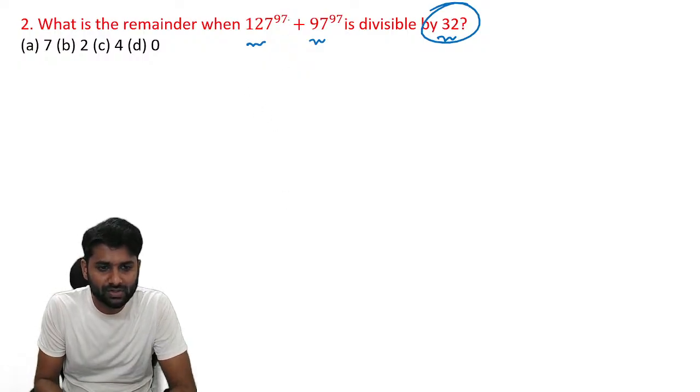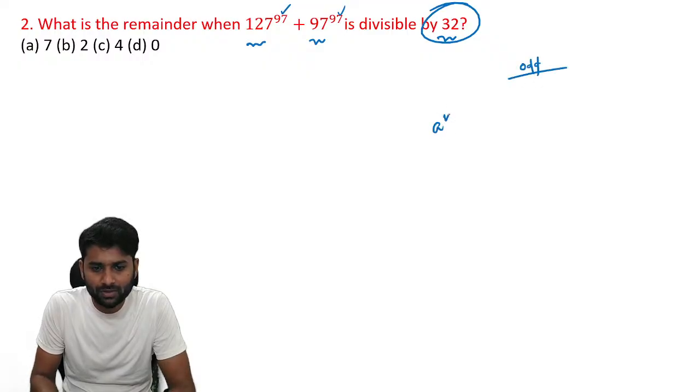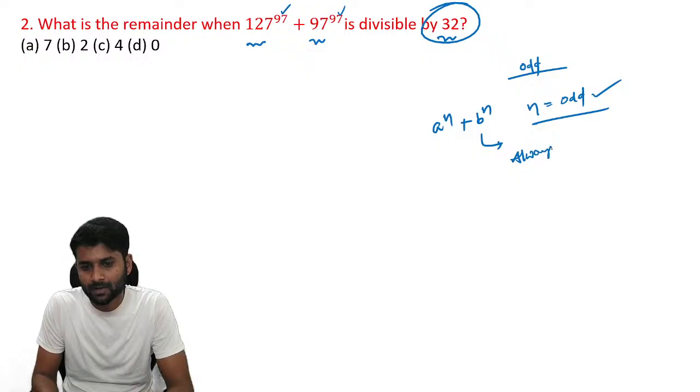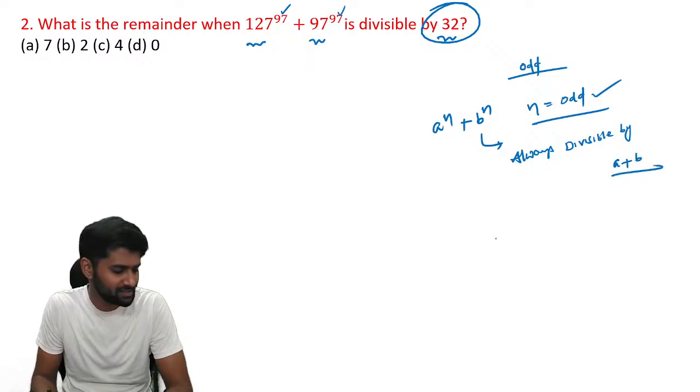Now understand this concept here. Here the power values are the same. So 97, you know that it's odd. Let's go through this concept. a power n plus b power n: if n is an odd number, it is always divisible by a plus b.